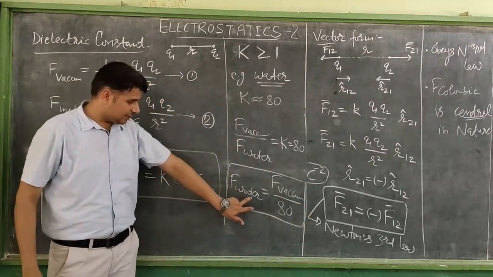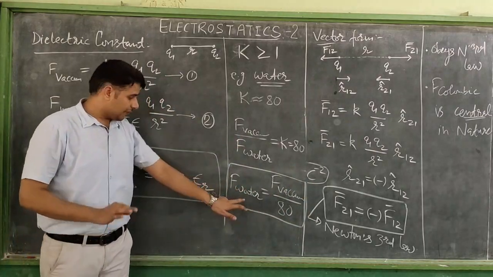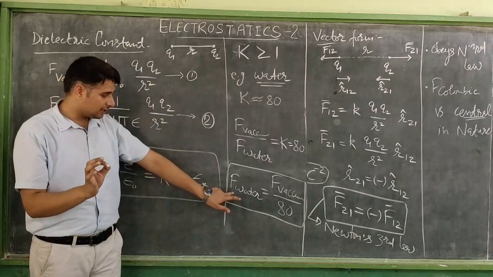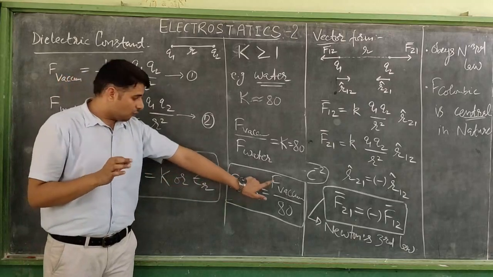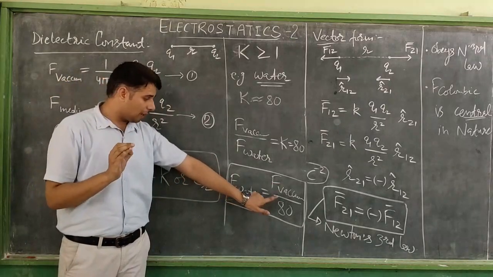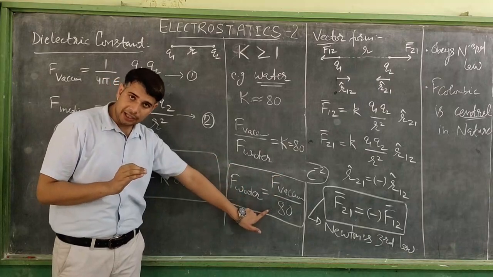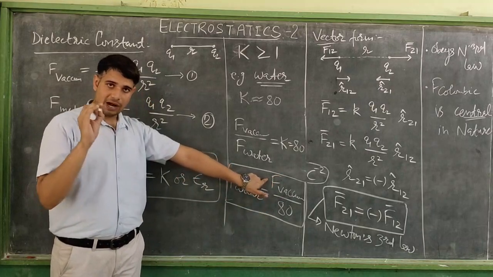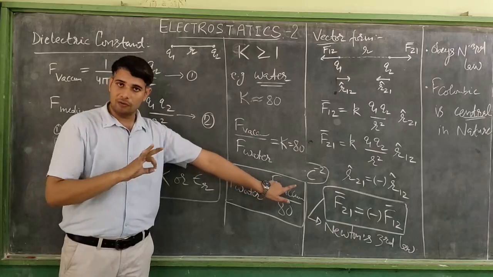Okay, so from this relation it is very clear that the force between 2 point charges separated by a certain distance in water will be 1 by 80 times. Means it will be lesser by what factor? 1 by 80 times as compared to the force between the same charges when placed in free space or vacuum.